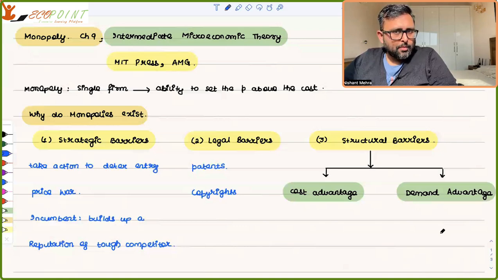So why do monopolies exist? They exist because of the strategic barriers. Means I can reduce the price. I can start a price war. The potential entrant would be deterred to enter. So I will only remain in the market. Legal barriers could be patents, copyrights. Because of that, the government itself, law itself, is providing me to flourish as a monopolist. And structural barriers. It is cost advantage or demand advantage. So cost advantage is what your economies of scale is. Or demand advantage is somewhat related to the network externalities, right?